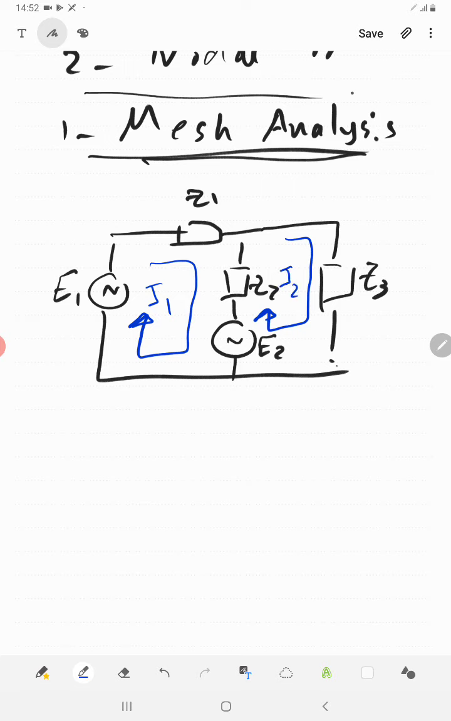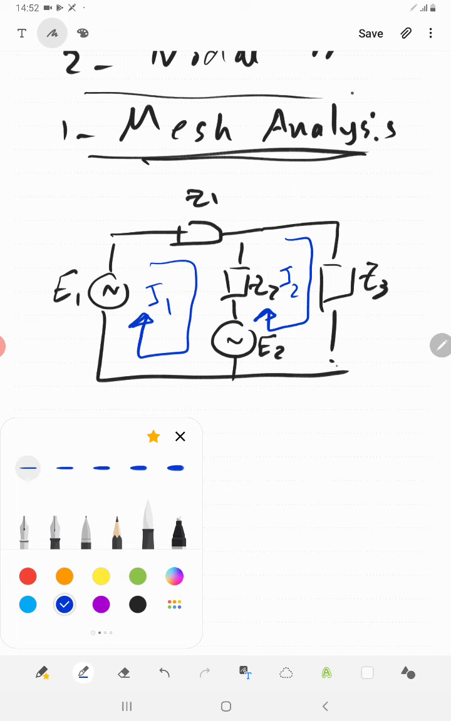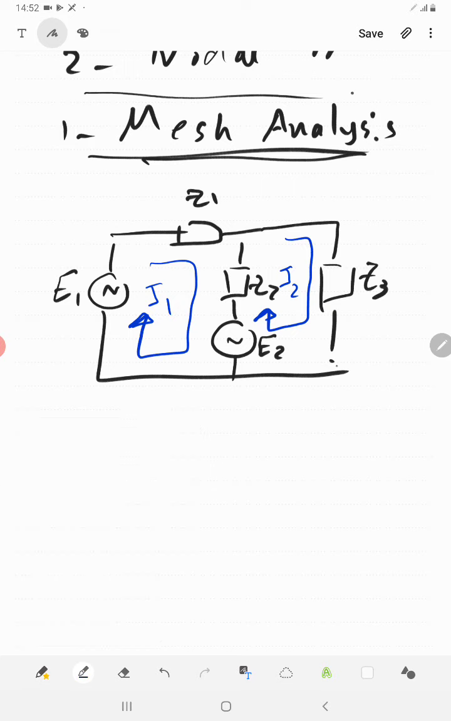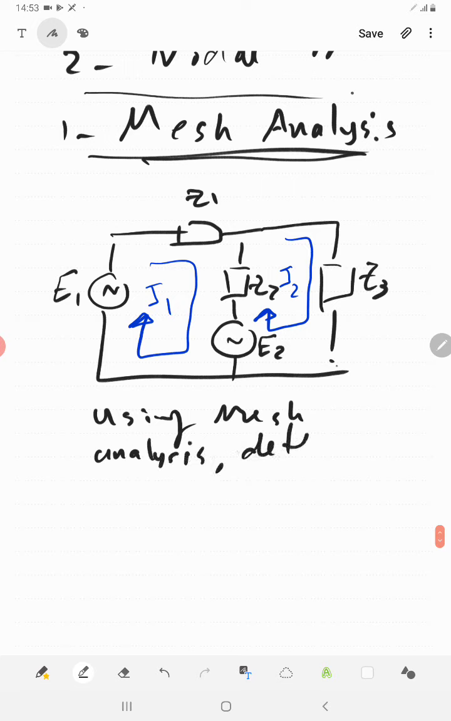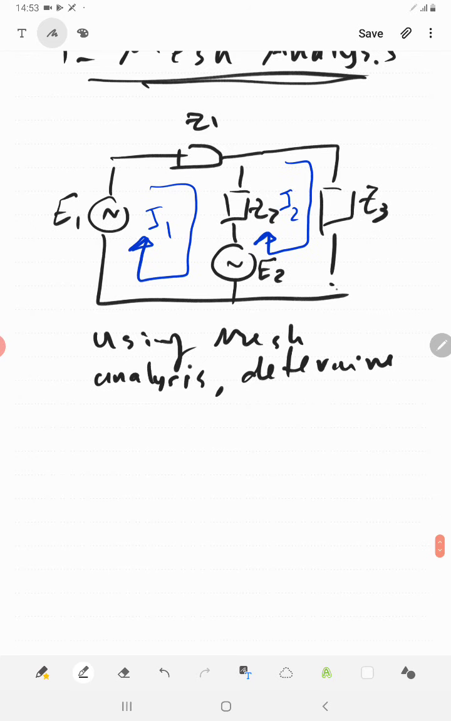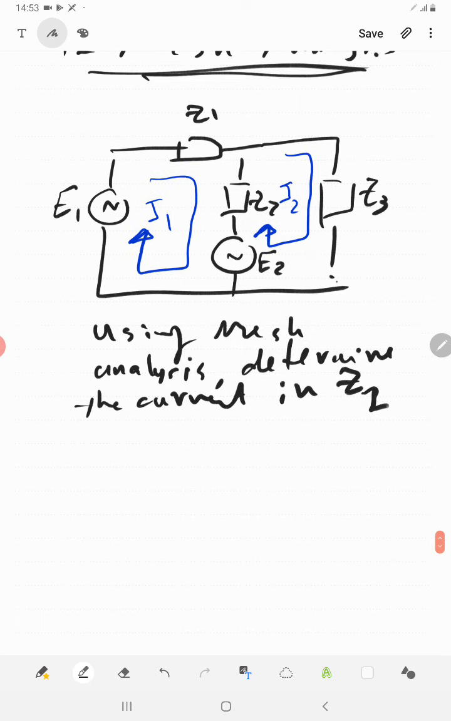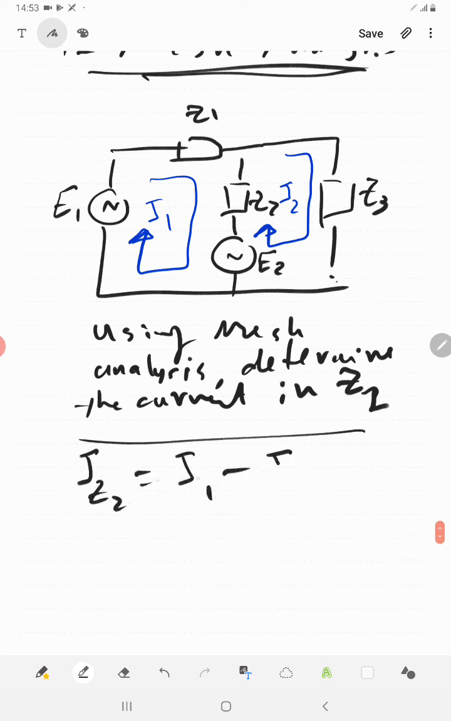Okay, let's assume that we want to find, using mesh analysis, determine the current in Z1 or in Z2, let's say in Z2. Okay, the current in Z2, IZ2, equals I1 minus I2.